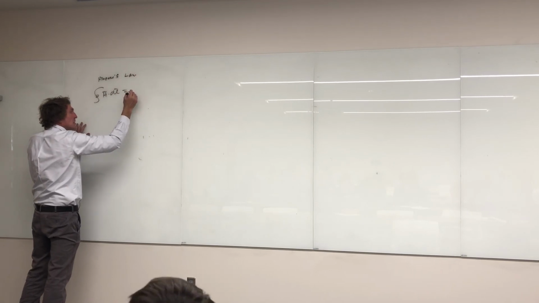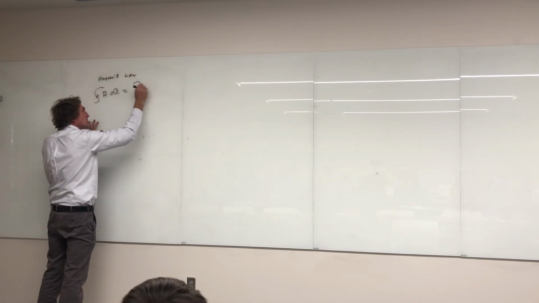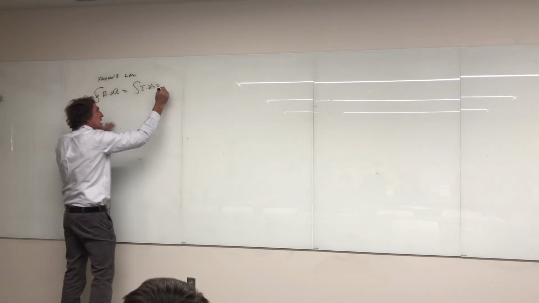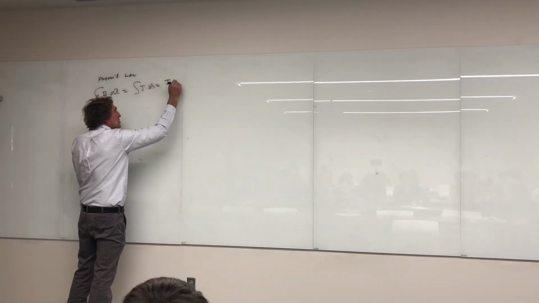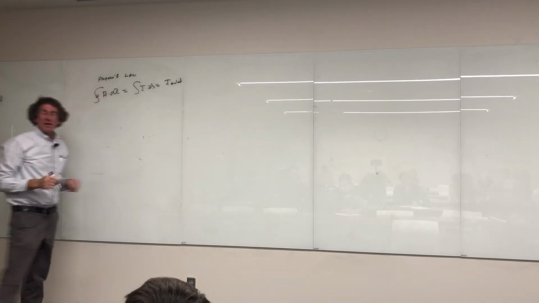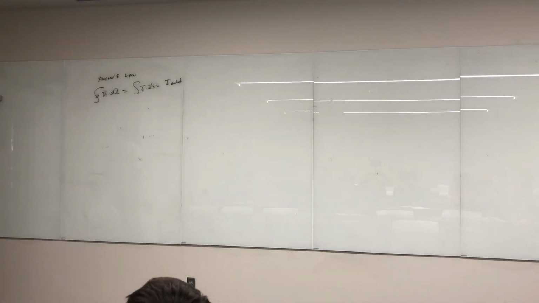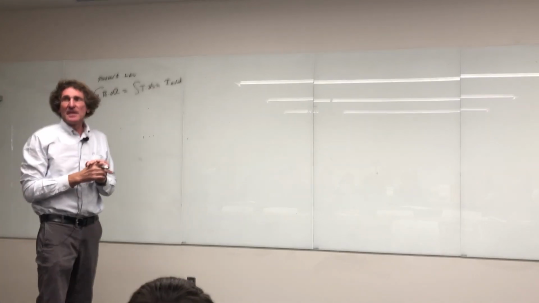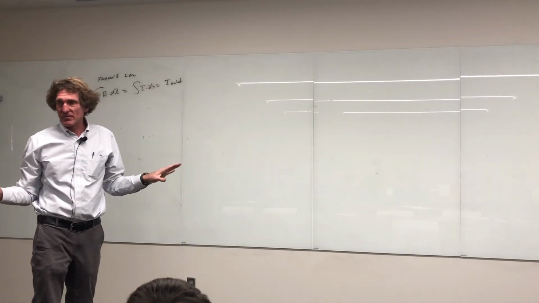Is equal to really the integral of J dot dS, but really it's the I enclosed by the loop. Where this always happens to be useful is when you have cylindrically symmetric problems. You almost never use Gauss's law for anything but a cylindrically symmetric one. You can for an infinite sheet of charge, but you don't have to for that one.